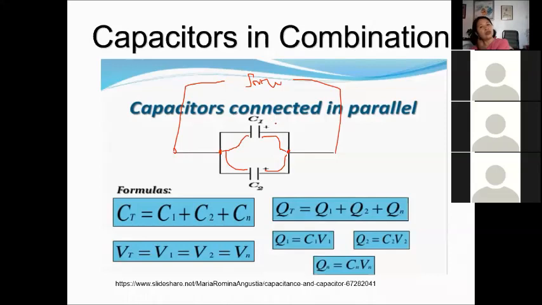Okay. So, sa capacitors in parallel, ano ang constant? So, kung merong source dito, so take note na yung dalawang negative terminals sa dalawang capacitors connected to a single source. Yung positive naman connected to the source. So that the constant in capacitors connected in parallel is the voltage. This is the constant.